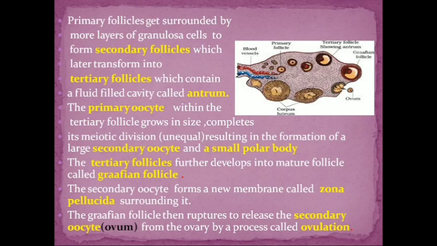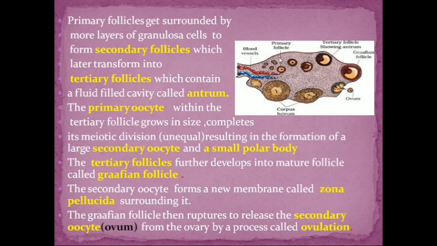Okay, and the process of release of the secondary oocyte from the Graafian follicle is called ovulation. So what is ovulation? Ovulation is the process of release of a secondary oocyte from the Graafian follicle by the rupture of a Graafian follicle. That is called ovulation. Hope this much is clear. So at least this much.